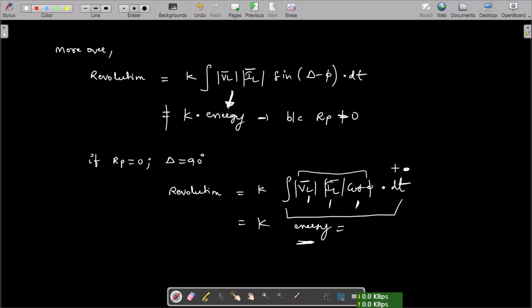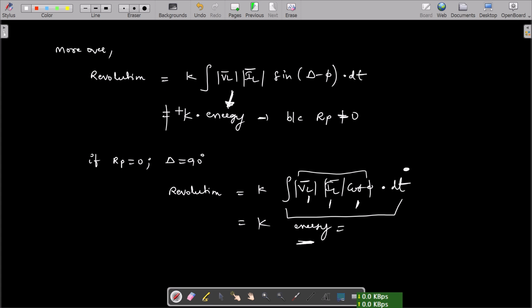So these are the two errors we are going to get. Because of that pressure coil resistance we are going to get this error in the deflecting torque. And also, if that pressure coil resistance is not 0, then the revolutions are not proportional or not equal to the energy consumed by that load. That is, we are going to get an error in the number of revolutions made by the disk, and also we are going to get an error in the deflecting torque.